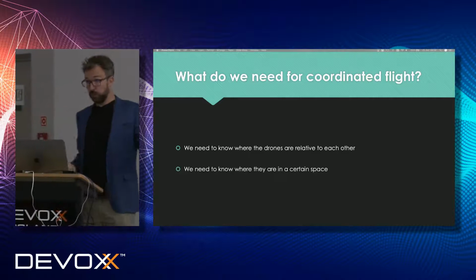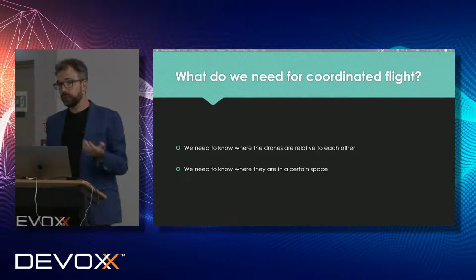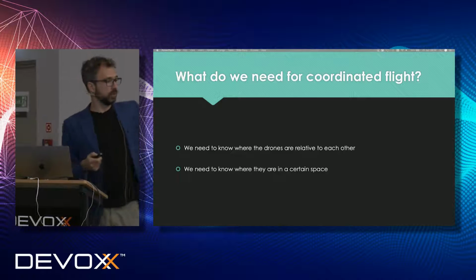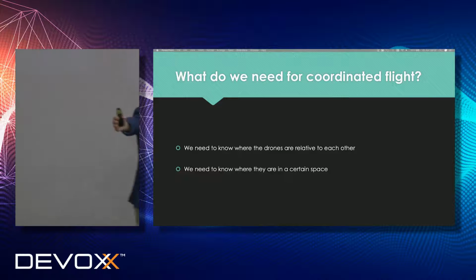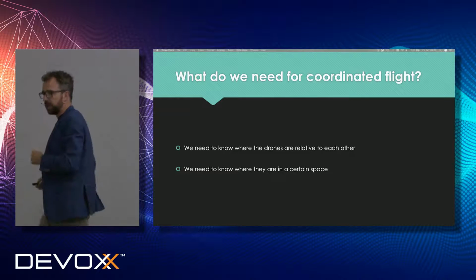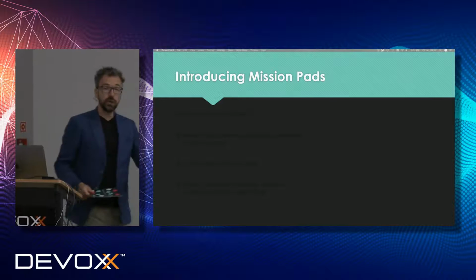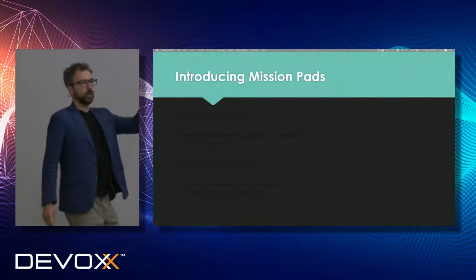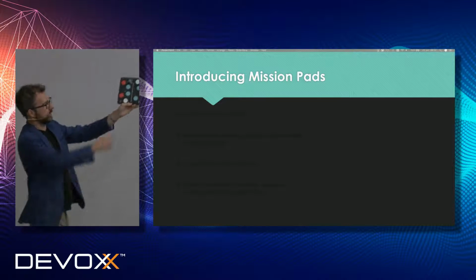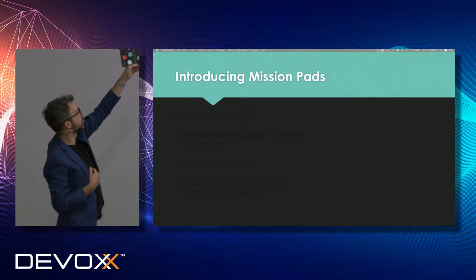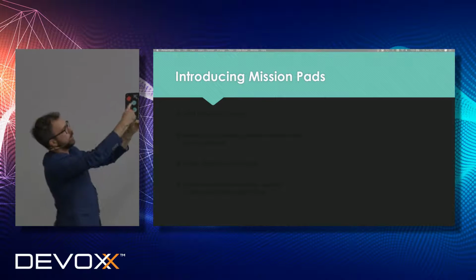In order for a drone to know where it is relative to another drone, the drone needs to know where it is in a space. So let's talk about a certain space. That's just this space, so those would be our coordinates. But the drone needs to know where it is. That's why we have these mission pads. These pads, as you can probably see, and hopefully also all the way in the back, have a very distinct pattern. So a few different colors.